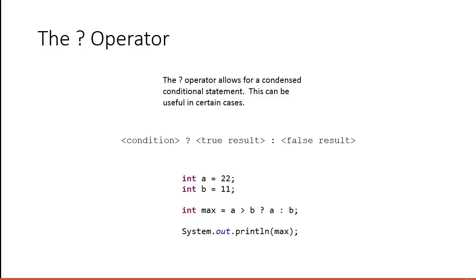The question mark operator is a way of condensing a conditional statement into one line. Essentially it works like this: you put a condition, then a question mark, then the true result and the false result. It will evaluate the condition. Here I see A is greater than B, and if that's true, I'm going to take A, and if it's false, I'm going to take B. So this is a way of evaluating a condition and generating a true or false result in a very condensed space. That's a nice one to keep in the back of your head.